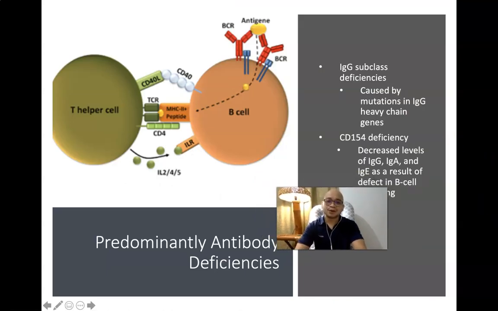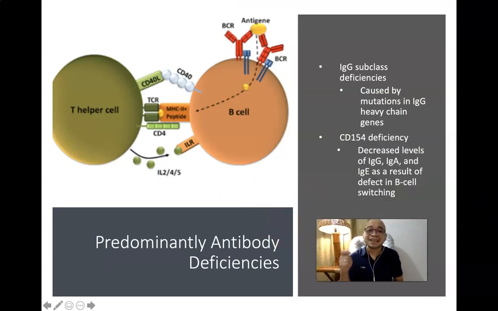We also have IgG subclass deficiencies. Again, let's review. There are 4 subclasses of IgG. So it's also possible that you have 3 subclasses normal and only 1 subclass deficient. That's also possible. We also have the CD154 deficiency. So what's the importance of CD154?